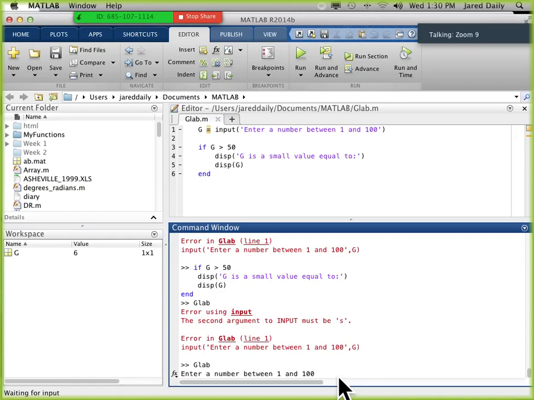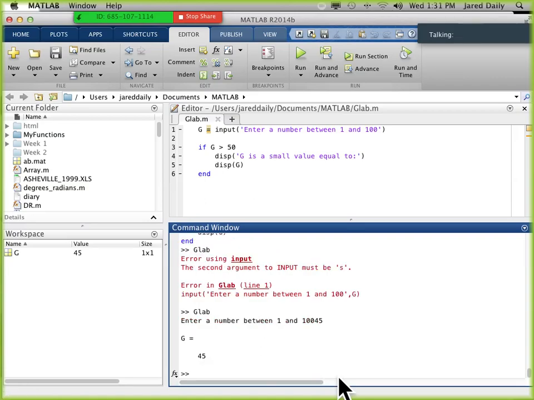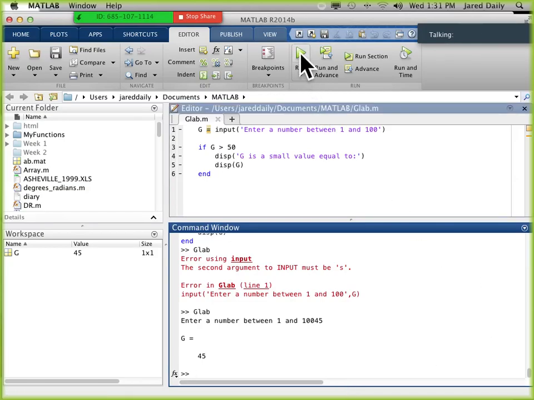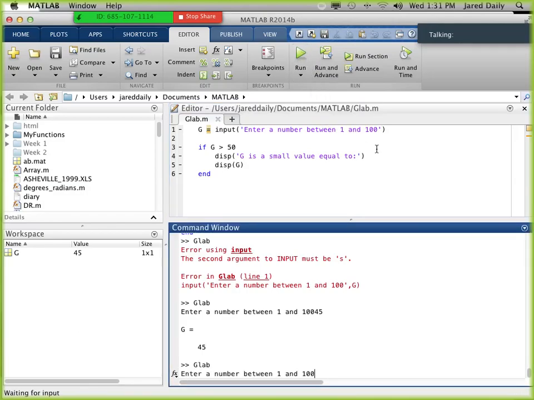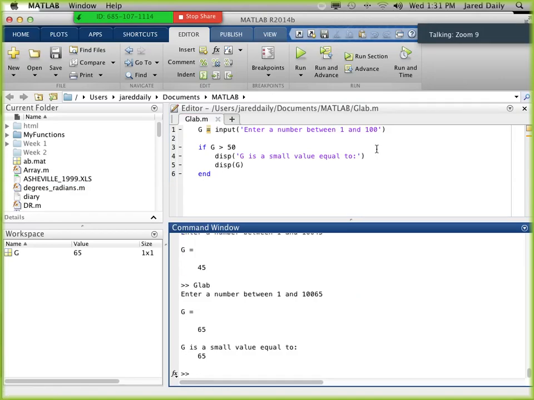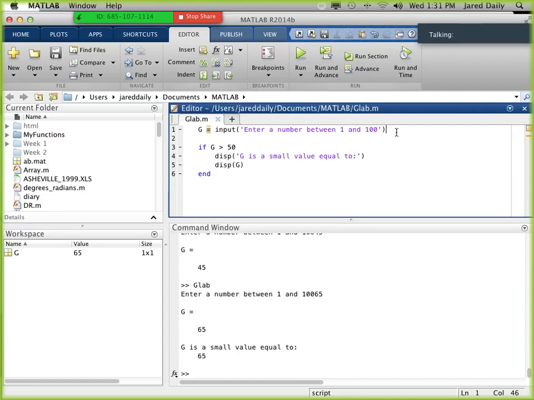There we go. So I enter a number between 1 and 100. I'll enter 45, and it tells me that G is equal to 45. But if I run the same thing again and I put G is equal to 65, it actually does something different, right? It says G is a small value equal to 65. So it does something quite different. I should suppress this if I'm going to make this a real piece of code.